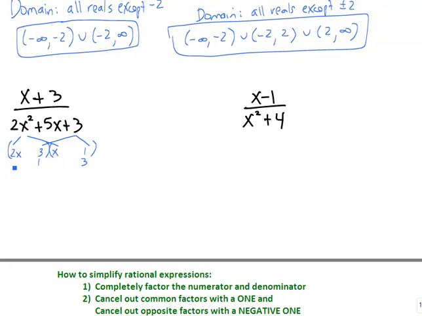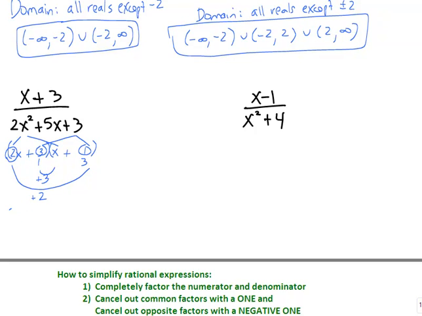So to see which one we want, we're going to check our outers and our inners. 2 times 1 would be 2. 3 times this 1 here would be 3. Can I get a 5 out of that? Yes. If I make them both plus, I'm going to get a plus 5.